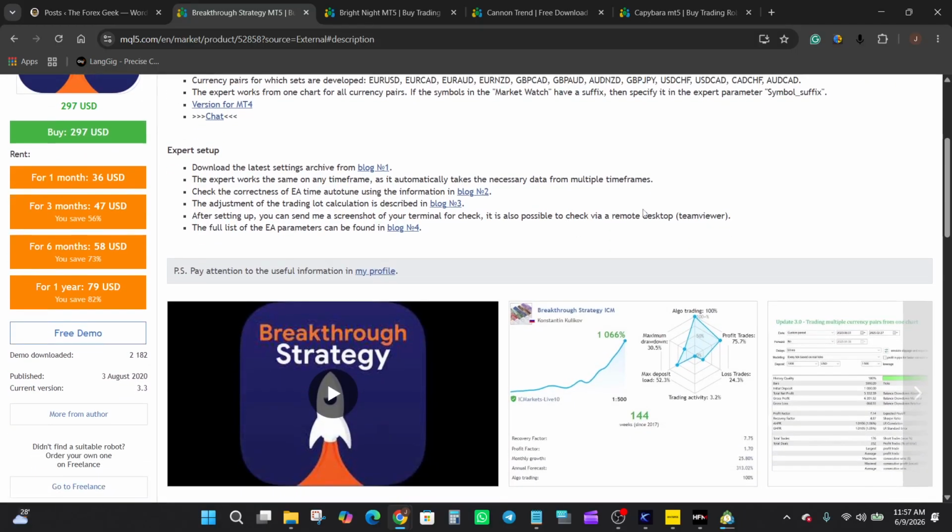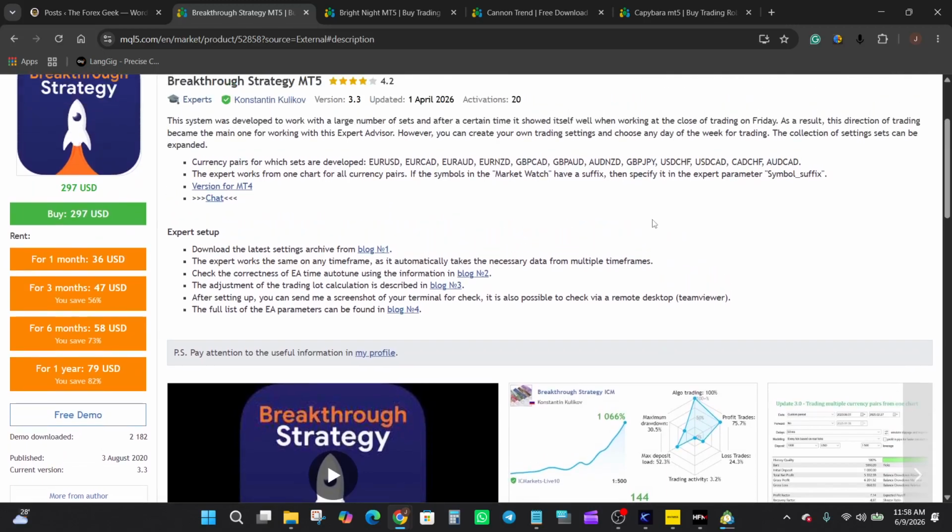One interesting point here is that the EA is designed to run from a single chart while managing multiple symbols in the background. That means instead of attaching it to every pair individually, it centralizes execution, which is something that is worth paying attention to when reviewing multi-pair systems. Another key detail is that it has different sets and configurations that can be adjusted depending on trading style and even day selection. The developer also mentions that it has been optimized around certain market conditions, including specific trading behavior around Friday sessions, although users can still customize it depending on preference.